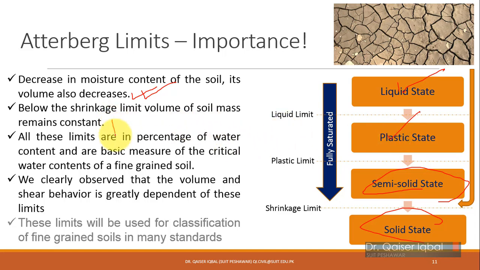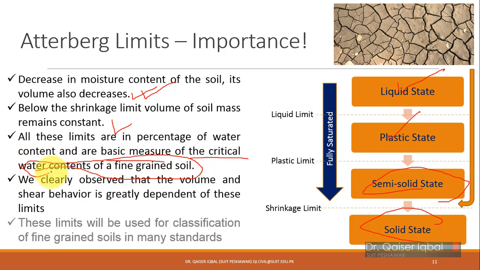We also demonstrated that below shrinkage limit, the volume of the soil mass remains constant. Okay, so if you go beyond shrinkage limit, there will be no further volume changes in a soil. We also knew that all these limits are in percentage of water, so you can have a very basic measure, which is very important in many engineering problems.